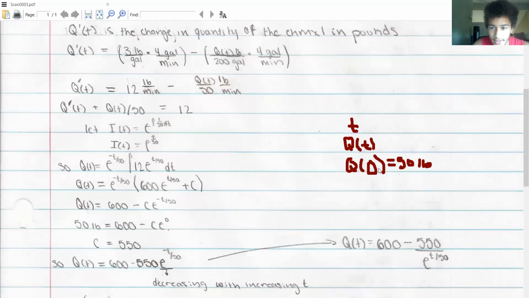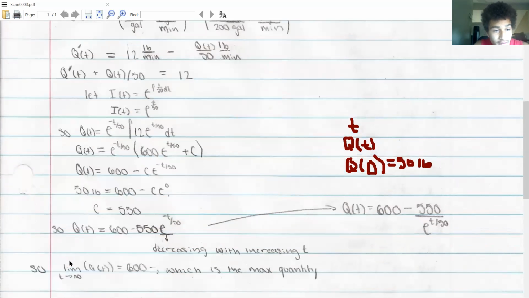Okay, so we know initially at time 0 that there's 50 pounds of chemical in the lake. We plug both of these values into the equation so that we can solve for c. Move our values over with algebra, and we'll find that c is equal to negative 550. So our solution for the quantity of chemical in the lake at time t would be Q(t) is equal to 600 minus 550 times e to the negative t over 50.